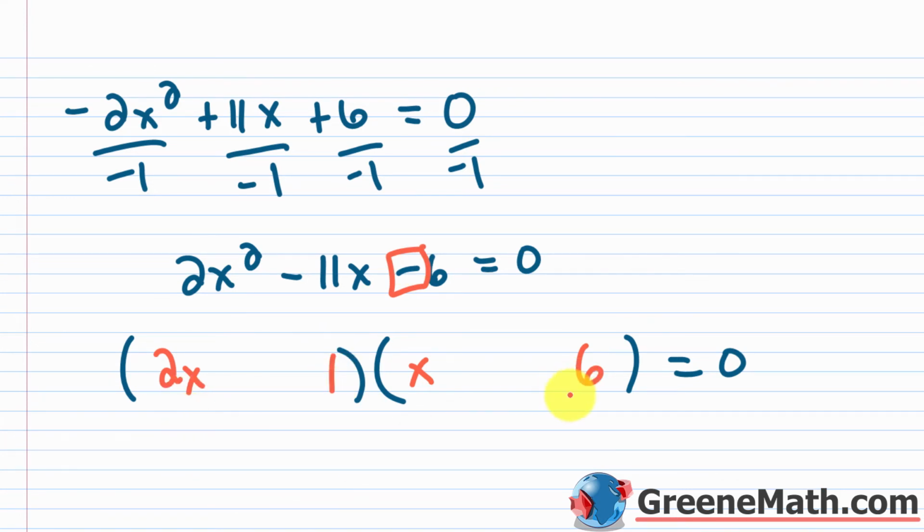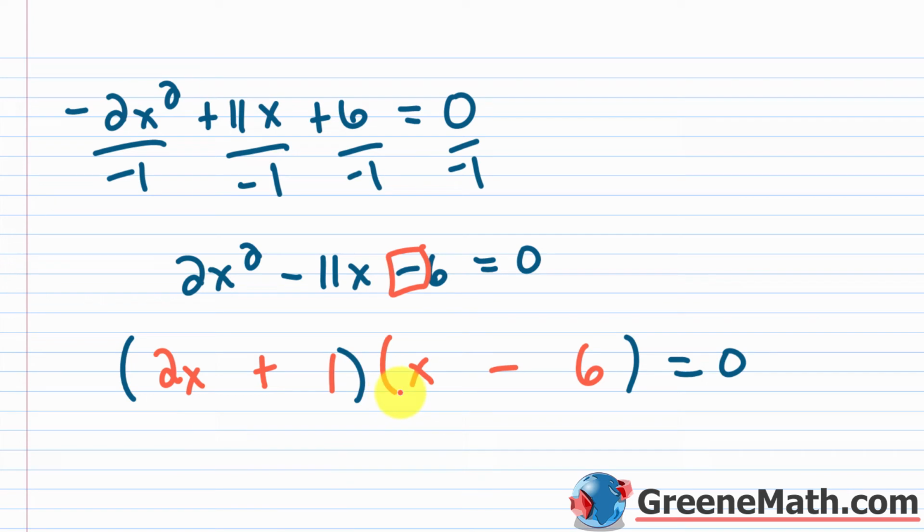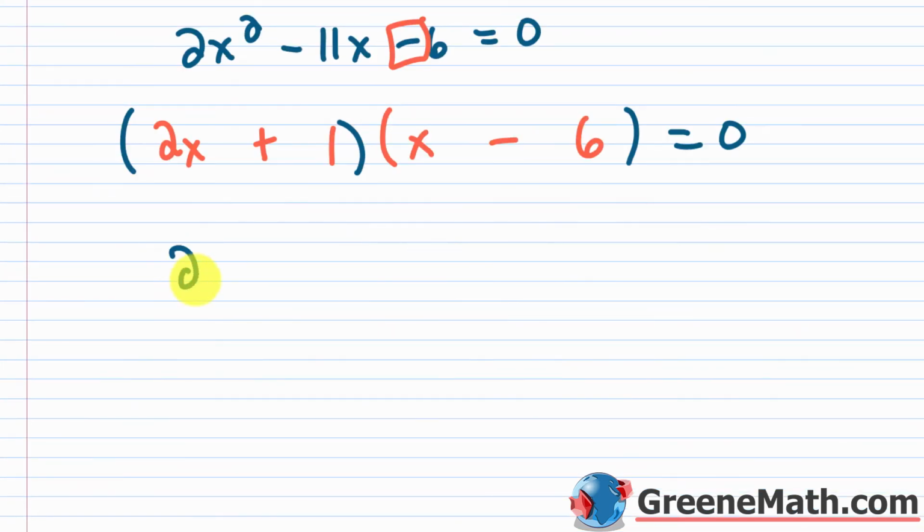Does this work? Well, this is going to be 12 minus 1, which is 11. So this needs to be a negative, and this needs to be a positive, and that's what we want, right? This is negative 12x. This is x. And basically, negative 12x plus x is negative 11x. So this is what we want. So let's come down here and say 2x plus 1 equals 0, or x minus 6 equals 0.